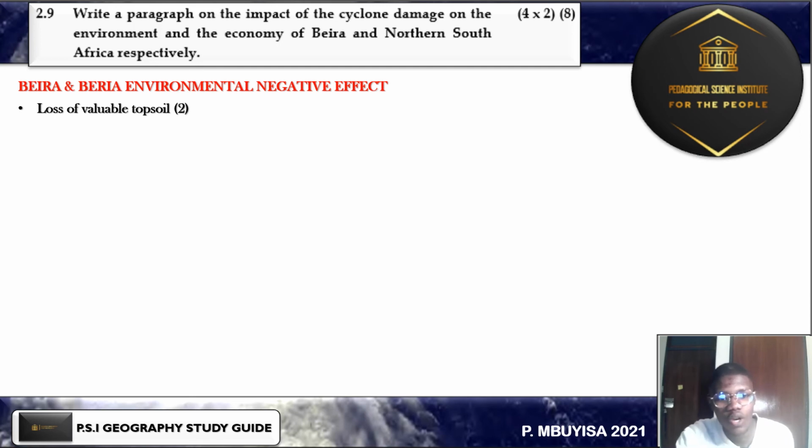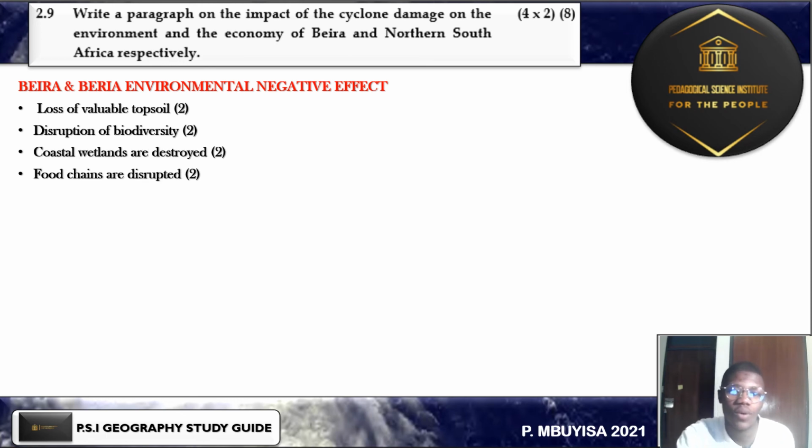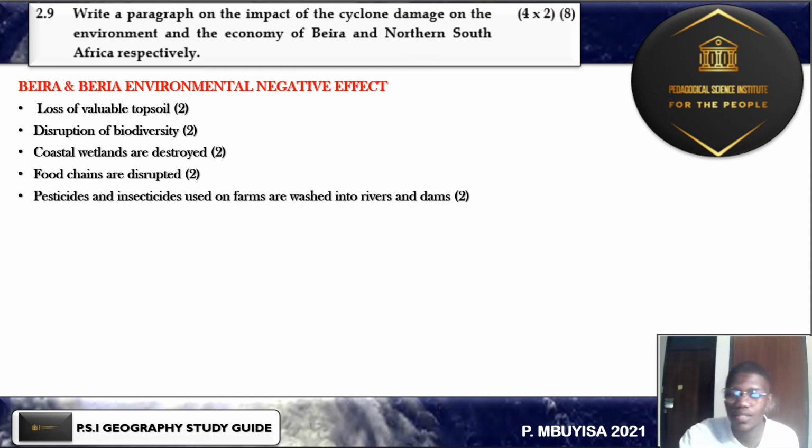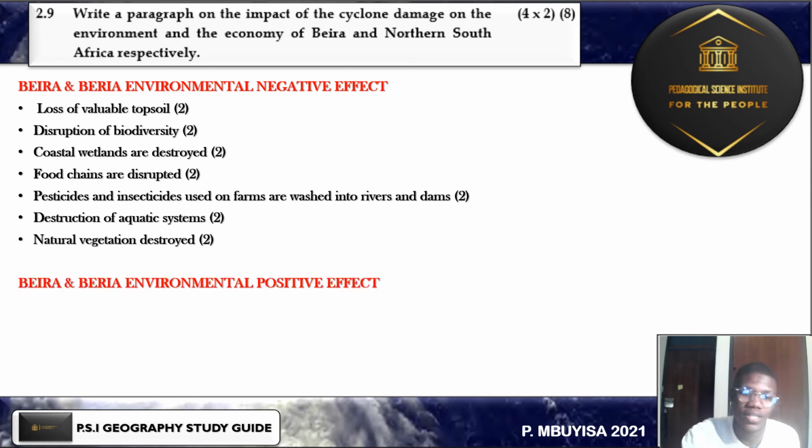We are going to have the loss of valuable topsoil, disruption of biodiversity, coastal wetlands will be destroyed as a result of this polluted water coming there, and trees being uprooted. Now we will have food chains being disrupted, pesticides and insecticides from the farms will be washed into rivers and dams, damaging the water quality there, destruction of aquatic systems, and again natural vegetation is going to be destroyed as some plants are uprooted by the strong winds.